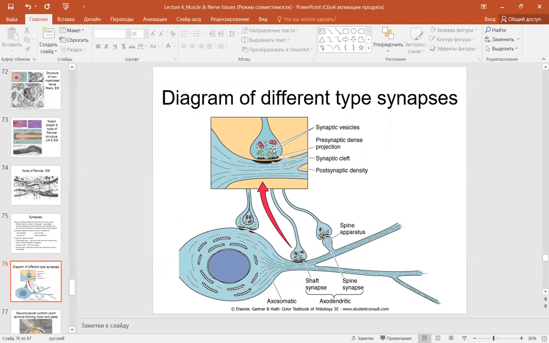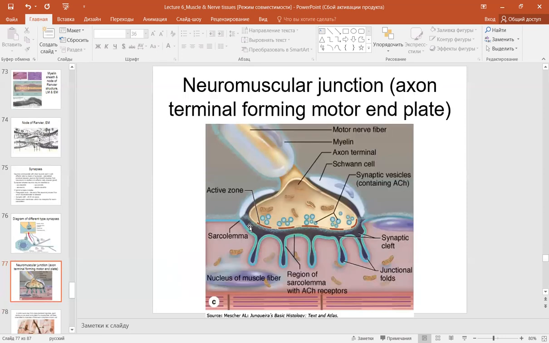Synaptic vesicles, mitochondria, presynaptic knob, synaptic cleft, postsynaptic density. This is an axosomatic synapse. This is a shaft synapse. This is the spine apparatus. Axodendritic and axoaxonic synapses are also present. And here you have the neuromuscular junction, the axon terminal forming the motor end plate.